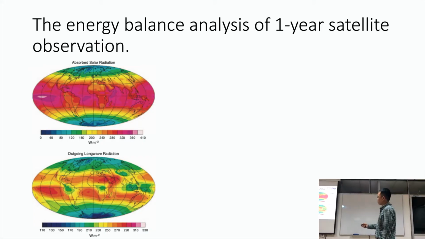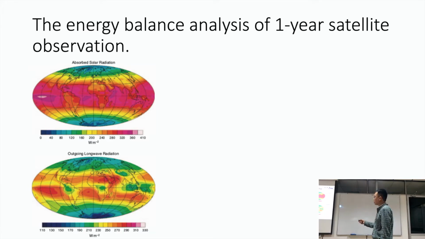So the radiation balance at the top of the hemisphere: the top one is for the shortwave, and the one below is for the long wave. Shortwave means coming from the sun. So here shows the energy balance analysis of a 1-year satellite observation, averaged throughout the year for both.